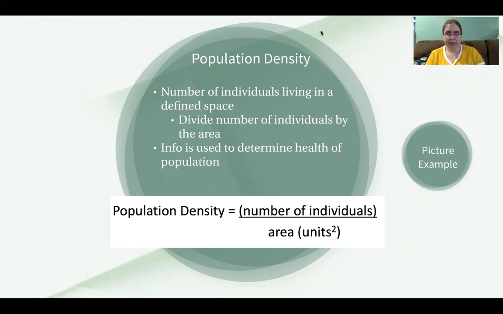Now, when I mean that we divide it, here's the formula down below. So population density equals the number of individuals divided by the area. So for instance, we can talk about there are 20 wolves in a 5 square mile area. So 20 wolves divided by an area of 5 miles squared gives us a density of 4 wolves per mile squared.